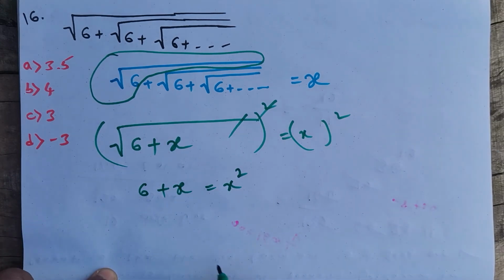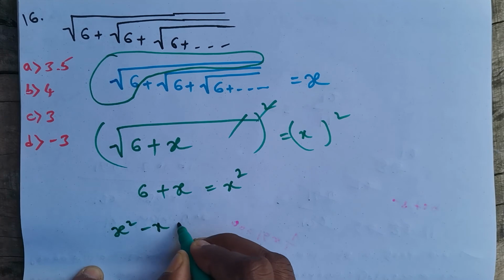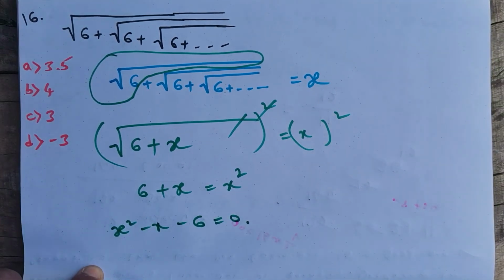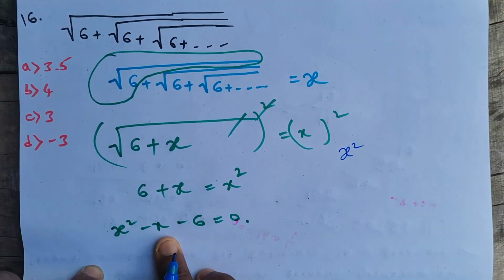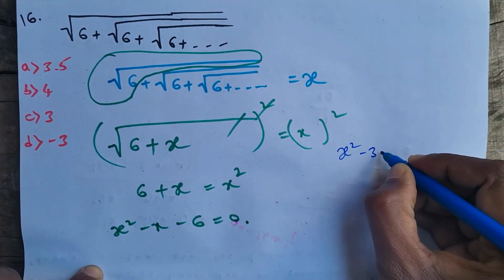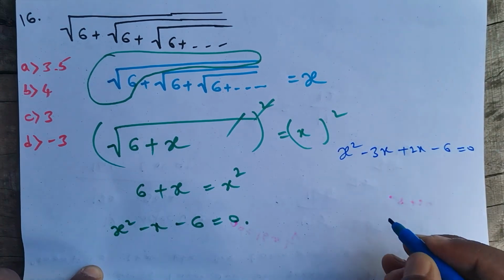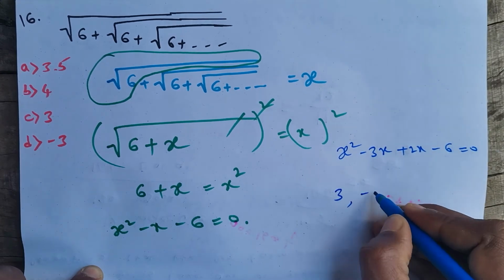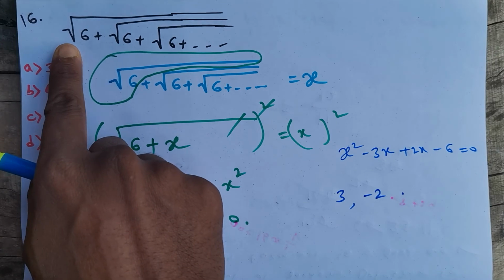Now everything I will take to one side, x square as it is, plus x will become minus x, plus 6 will become minus 6, is equal to 0. Now by splitting the middle term into two terms we need to solve it. x square as it is, minus x can be written as minus 3x plus 2x, minus 6 is equal to 0. Here minus 3 is there, so plus 3 is the 0, here plus 2 is there, minus 2 is the 0. Now this is a square root.